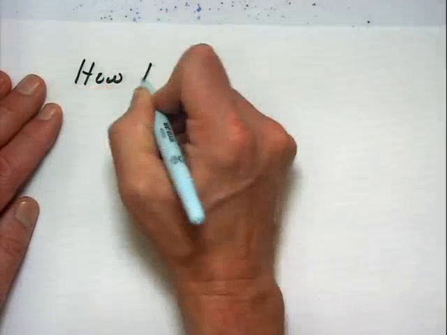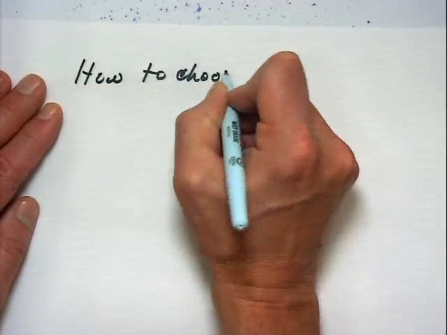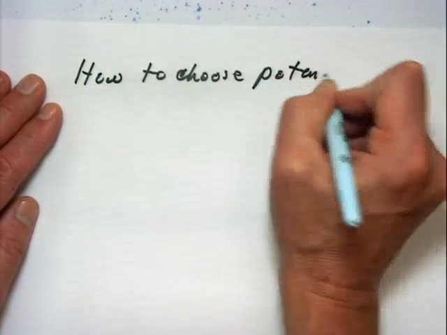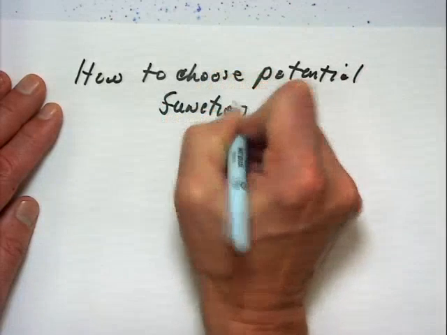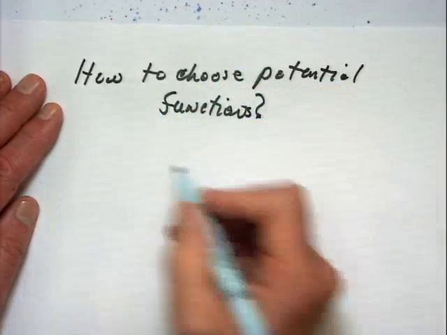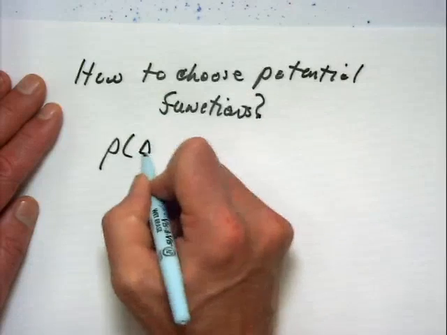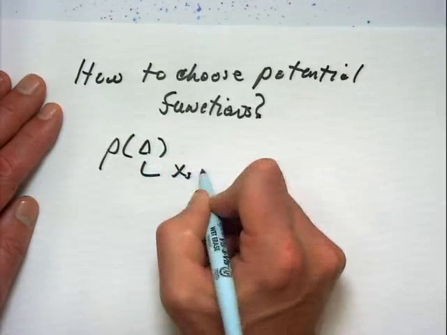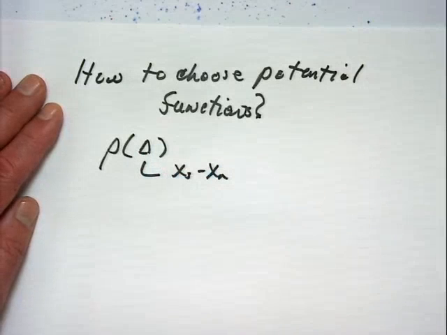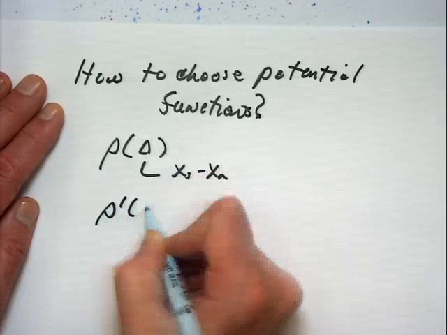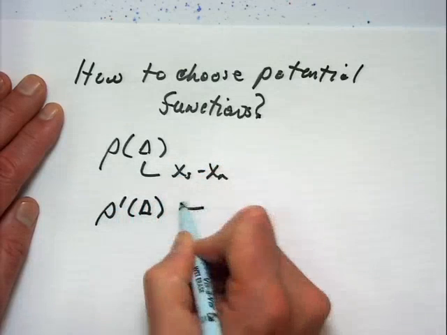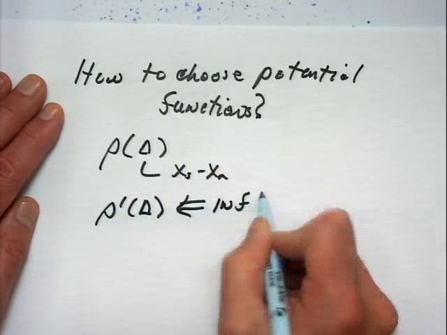So you're going to have this potential function. How to choose the potential function? So rho of delta, and delta is typically x_s minus x_r. It's the difference between two pixels. How do you choose it? Well, you have two things. This, and then you have the derivative. This thing is called the influence function.